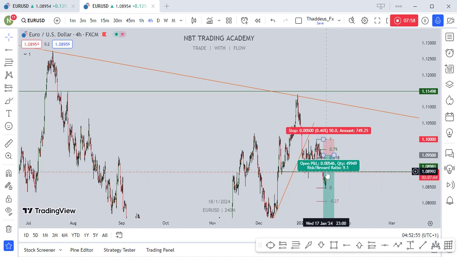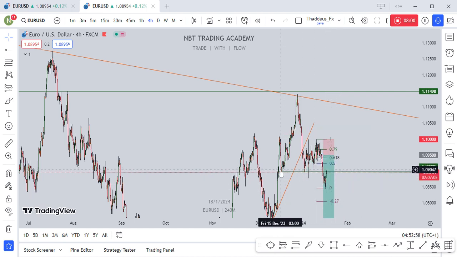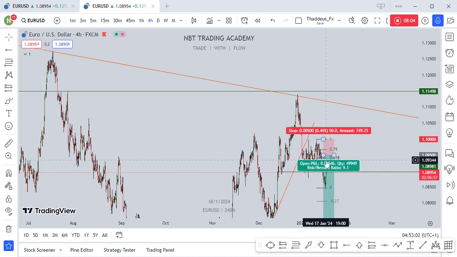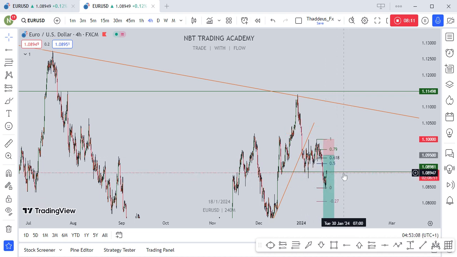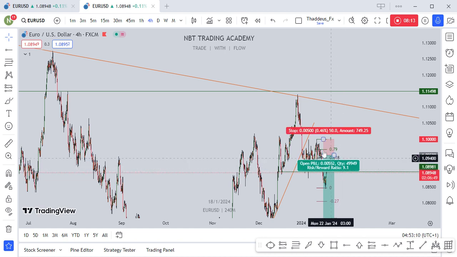But basically, this is a minor level. I'm anticipating for the market to come to this zone. Anywhere around here, I'll be looking to pull my trigger. But for the meantime, this is where I'm anticipating, because it is safer here than entering here.